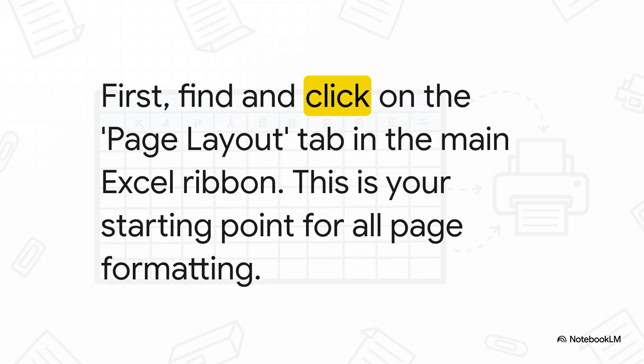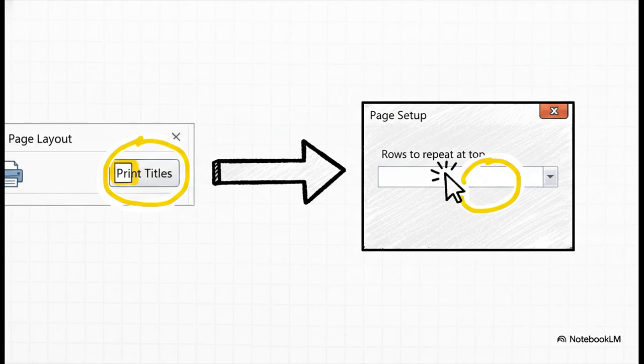This is kind of a mission control for all of Excel's printing and page formatting tools. All right, once you're on the Page Layout tab, find that Print Titles button. Go ahead and click it. That's going to open up the Page Setup dialog box. Your next move is super simple. Just click your mouse right inside the input box that says Rows to Repeat at top. This tells Excel, okay, I'm ready to pick my rows.